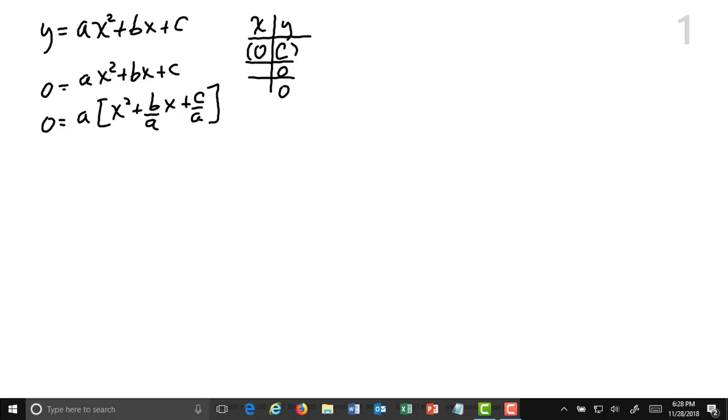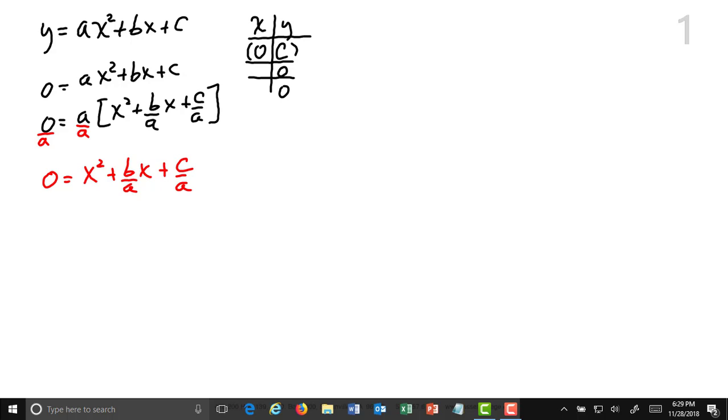Now, you remember what I did last time when I pulled the number out? It was probably too much information. I ended up dividing both sides by a to get rid of it. So now what do I have? I have 0 equals x squared plus b over a x plus c over a. Okay? Notice I have a 1 here now. Is this cool? Really cool.